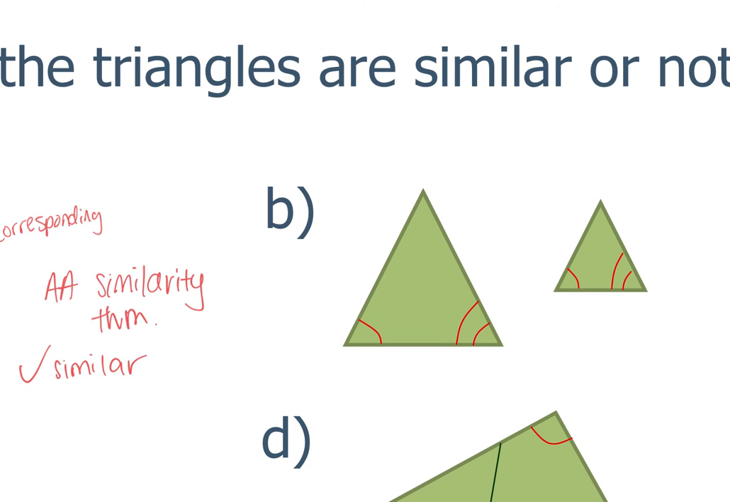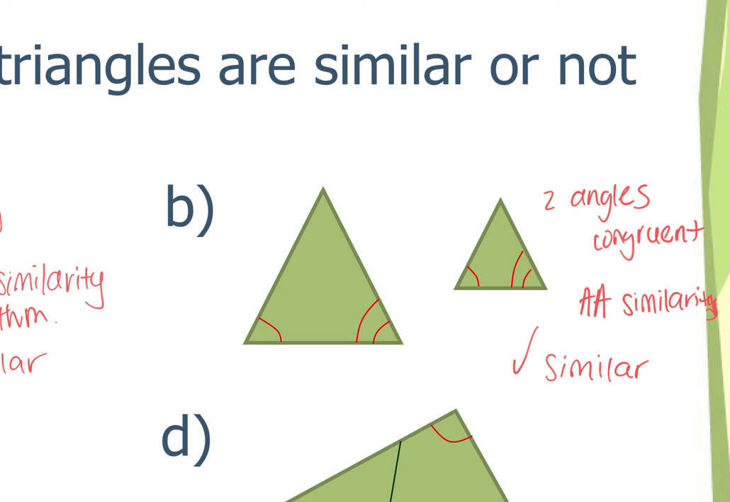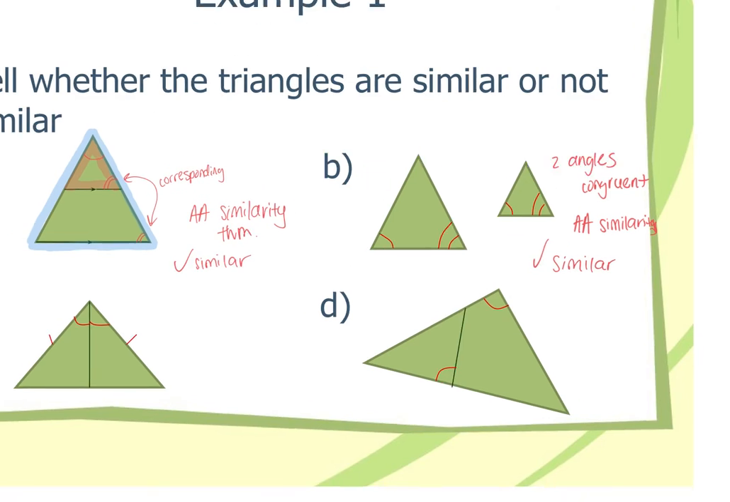B. At least two angles. Yeah. Two angles are congruent. So what theorem can we apply? AA similarity. Which says that we have check similar. All right. C.